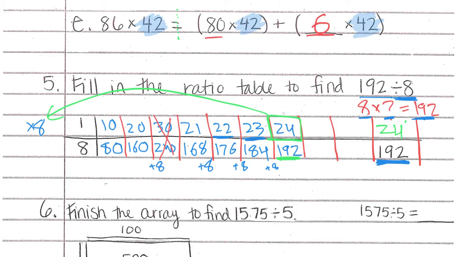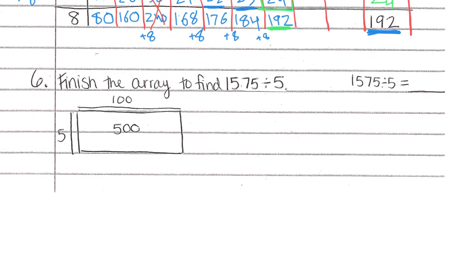Okay? Let's finish this array right here. The key word is finish, okay? Because we're dividing 1,575 by 5, and they've already started us with a nice pattern, trying to say that, well, we know that 5 times 100 is 500. That's easy. We can do that in our head, right? Well, now we finish it by continuing our rectangle. And maybe I'll try to do this in black to see if I can keep my rectangle going, right?